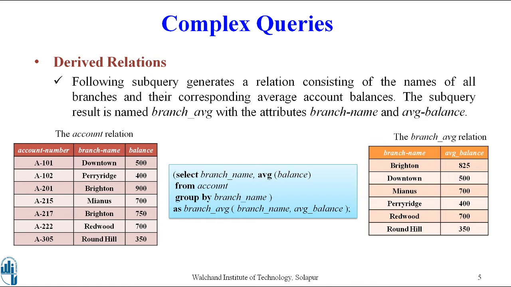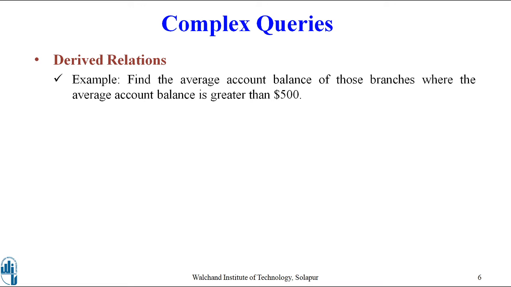In the account relation, there are two tuples for the branch name Brighton. Hence, the average of balance is 825 in the resulting table. The remaining tuples are the same as those of the original relation. To illustrate the use of a subquery expression in the from clause, consider the example.